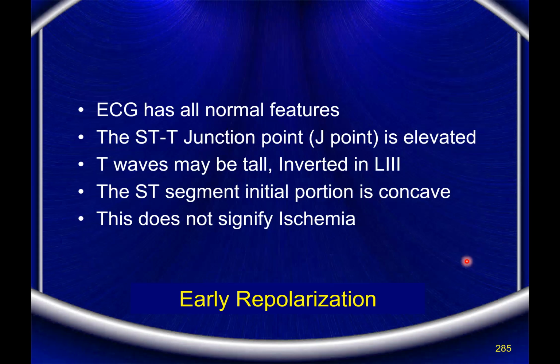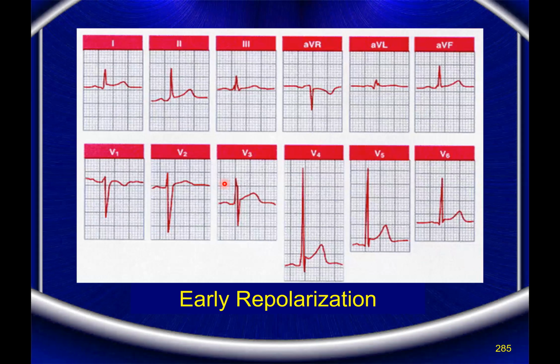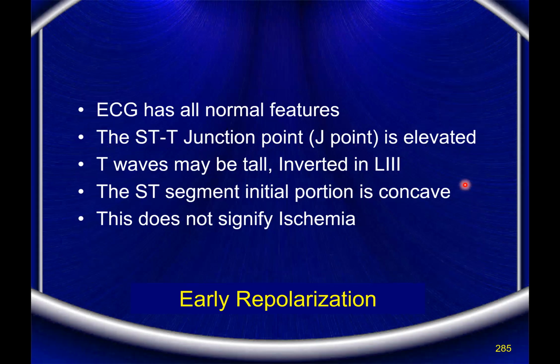ECG has normal features. ST junction J point is elevated. T waves may be tall, inverted in lead 3. T wave inversion may be there, sorry. T wave inversion in lead 3, it is of course not inverted. They may be inverted in lead 3 also. And the ST segment initial position is concave, does not signify ischemia.